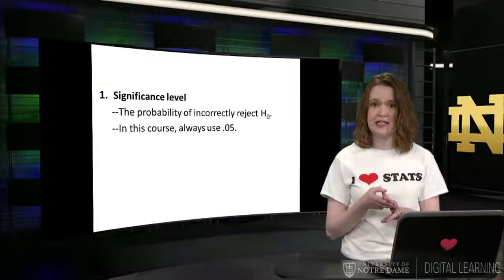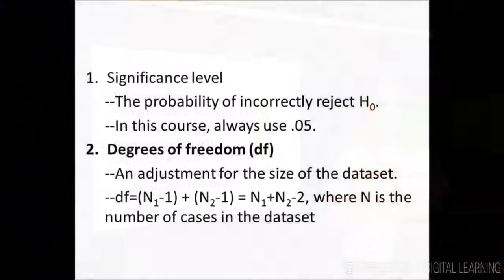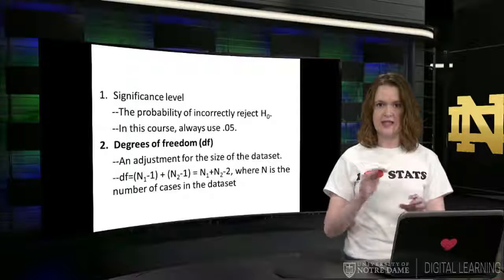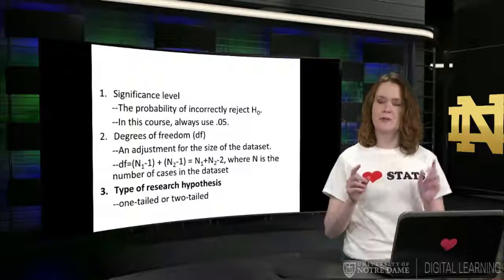All right, the second thing we're going to need for the t-table is the degrees of freedom. In general, the degrees of freedom is the number of cases in the data set minus 1, or some variation of that. In this case, the variation is the number in the first group added to the number in the second group minus 2, or N1 minus 1 plus N2 minus 1, right? So either way you want to think about it, we're taking the number of people in the entire data set and subtracting 2.